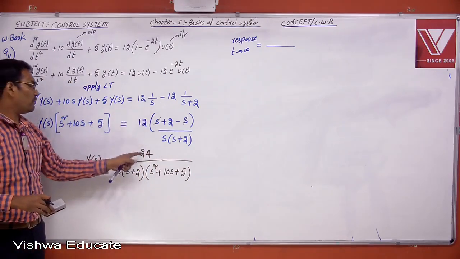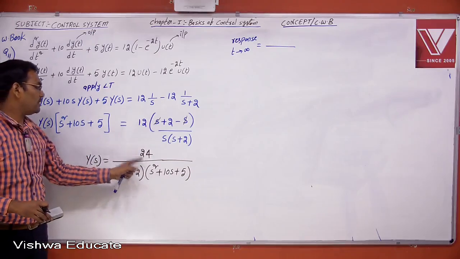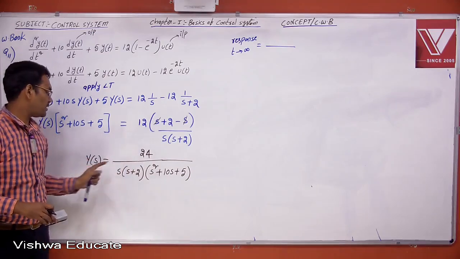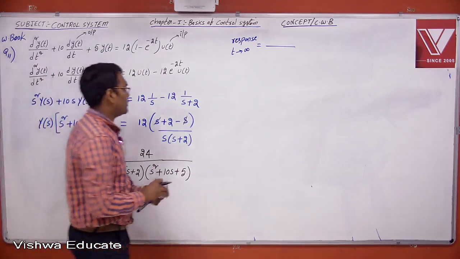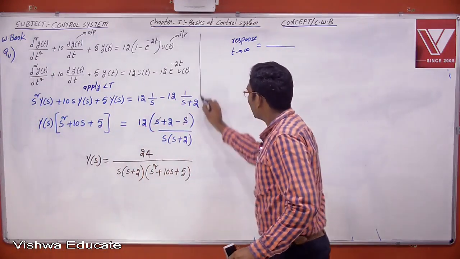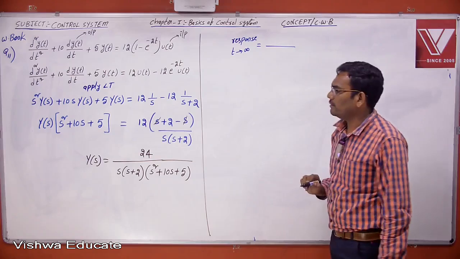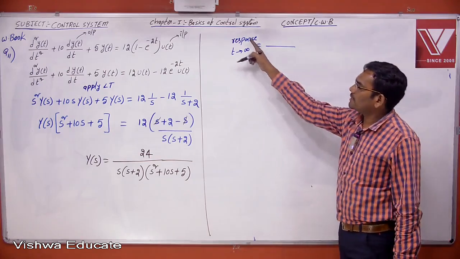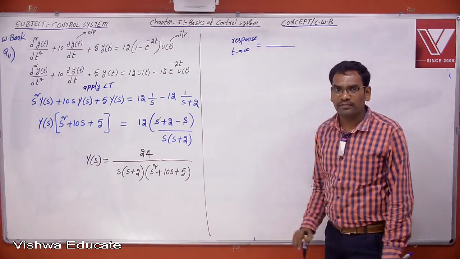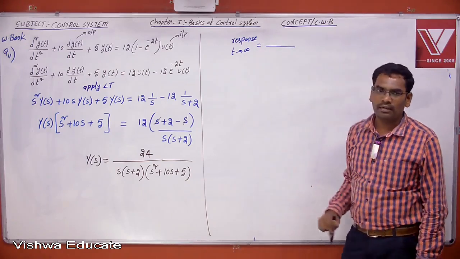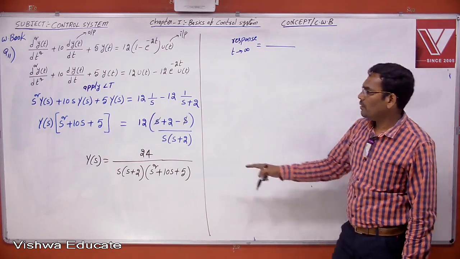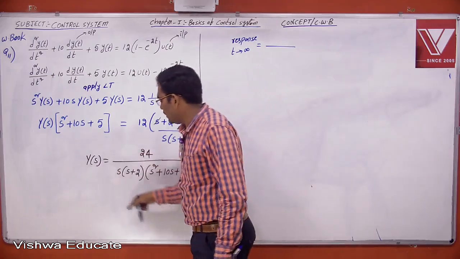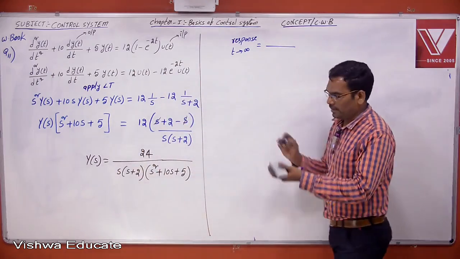Twelve into 2, 24 by s into s plus 2 into s square plus 10s plus 5. This is y of s. But what he is asking is the response at t tends to infinity. T tends to infinity means what? That is in time domain, am I not? But what we have here is in frequency domain, and I want it in time domain.